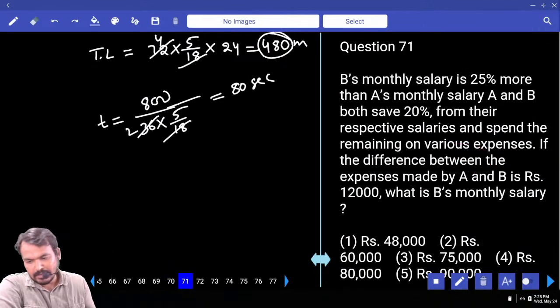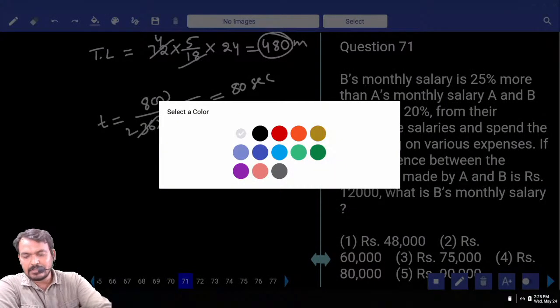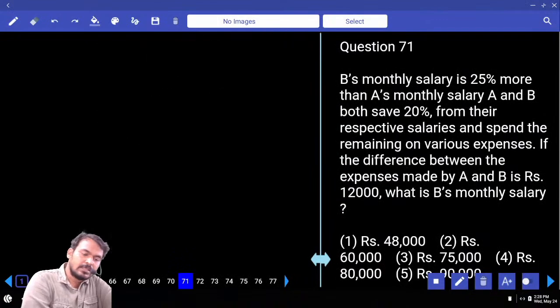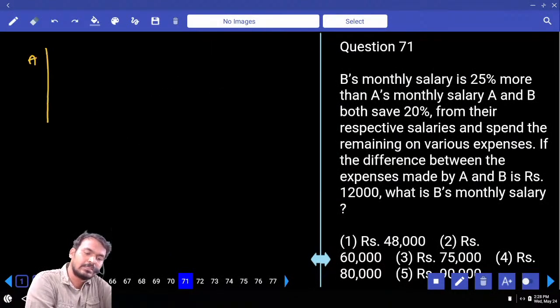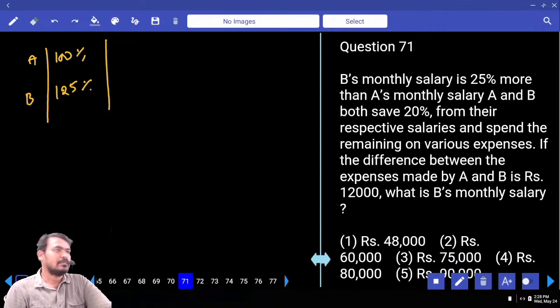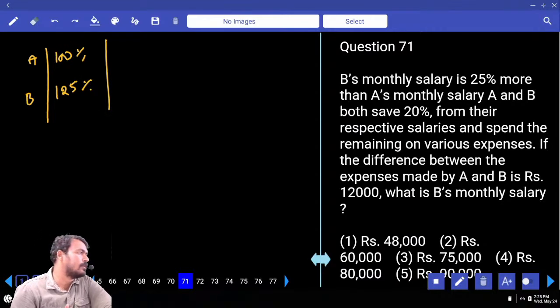Question number 71. B's monthly salary is 25% more than A's monthly salary. Suppose we consider A's monthly salary as 100%, then B's monthly salary is 125%. These two are salaries. Salary is different, saving is different. Salary means income value, nothing but expenditure plus saving. Okay, what is the question here?